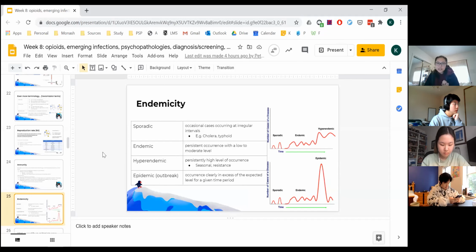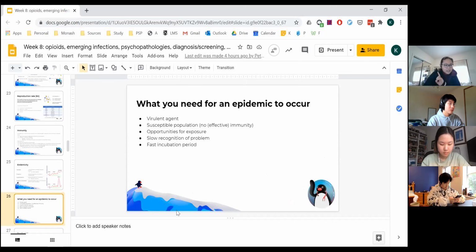Okay, even more terms. Endemicity: you can have sporadic outbreaks, which are occasional cases occurring at irregular intervals, so little bumps at random intervals. Or you can have endemic. These definitions you actually do need to know. Endemic is a persistent occurrence at a low to moderate level. It's kind of bubbling away in the background, but it's not something to super panic about. Hyperendemic is a persistently high level of occurrence. So it's not just bubbling, it's kind of boiling in the background. And epidemic is an actual outbreak.